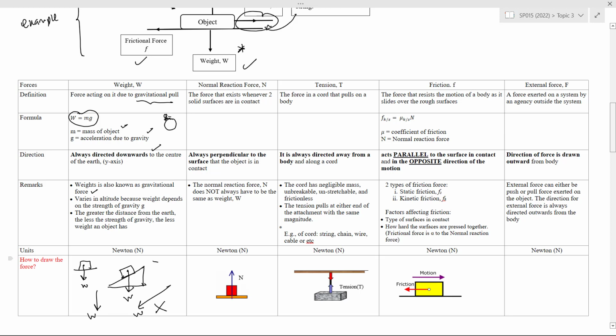Okay, even an object kat ceiling, objek yang kat ceiling macam ni pun, weight dia macam mana? Ke situ. Okay, it's a straight line downwards.